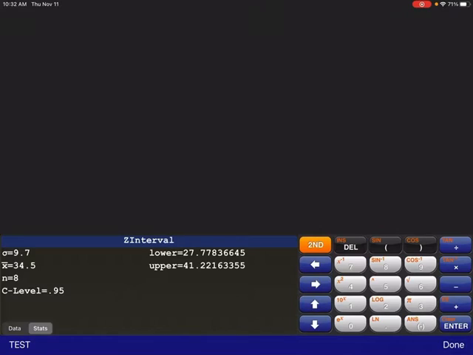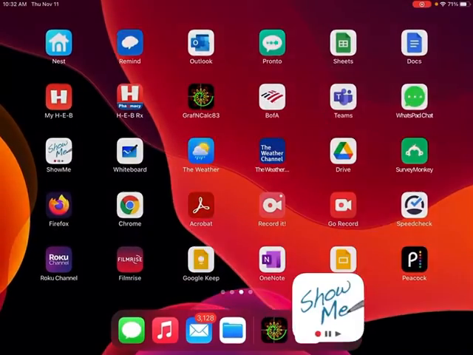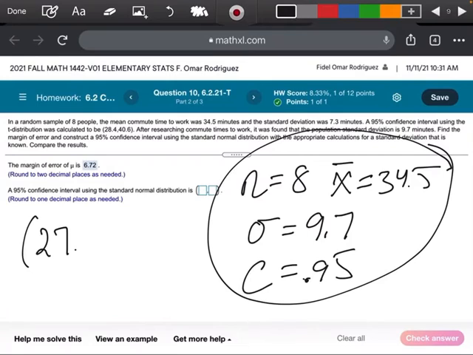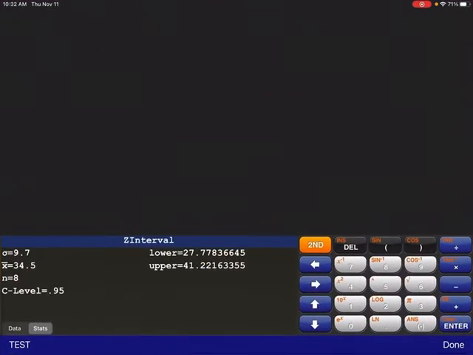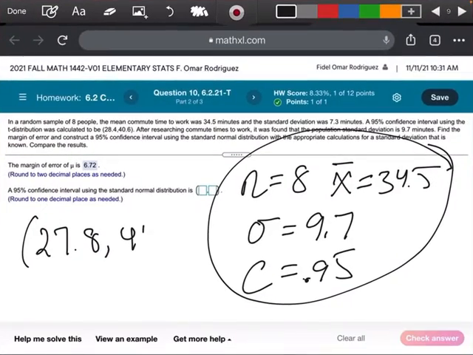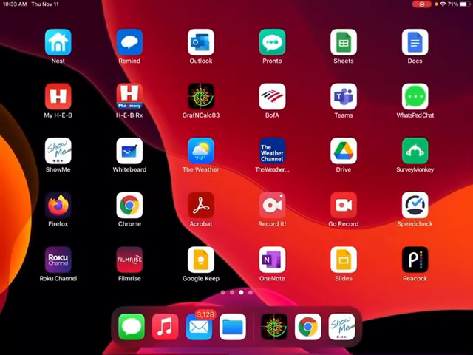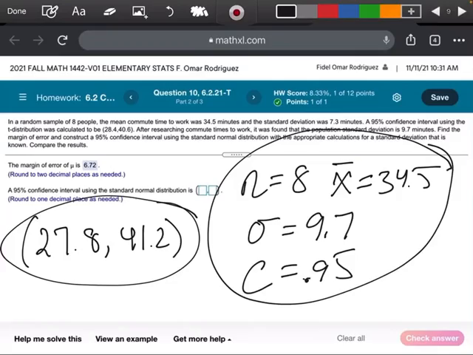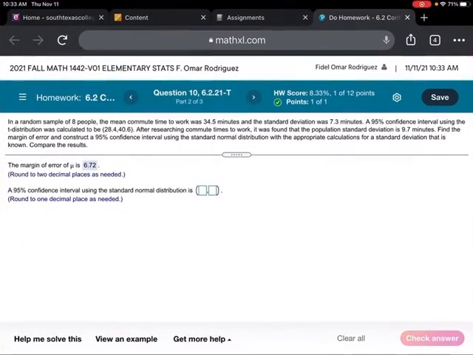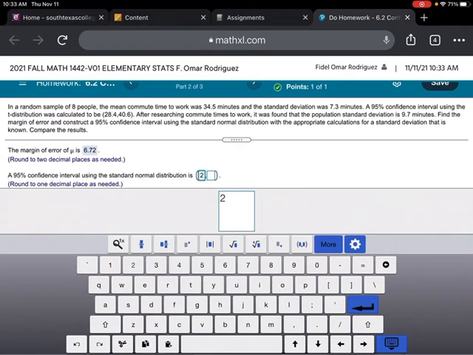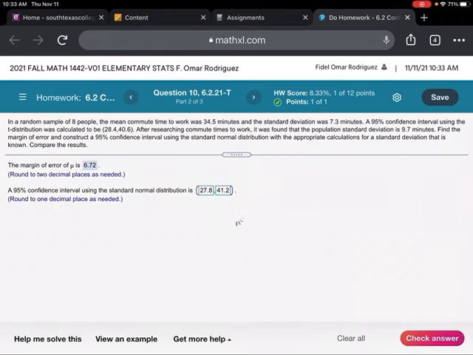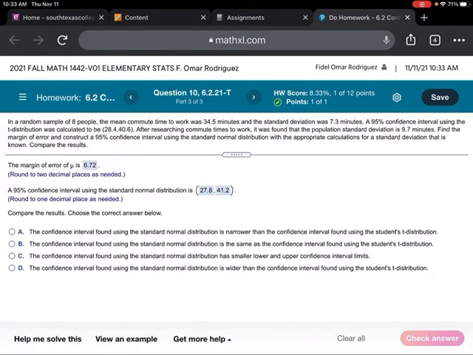So I would say my lower limit is 27.8 and my upper limit is 41.2. So 27.8 and 40, oh my gosh, I forgot. 41.2? Yeah, 41.2. Okay, and that's what I'm going to enter in over here. So here we go. 27.8, and then 41.2, and we'll check it.